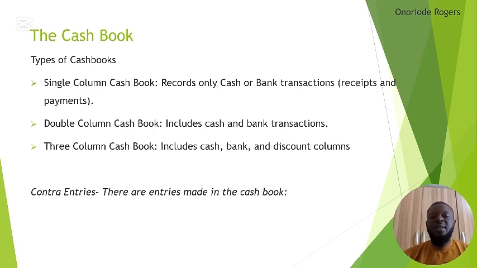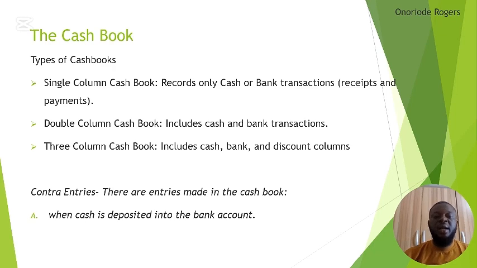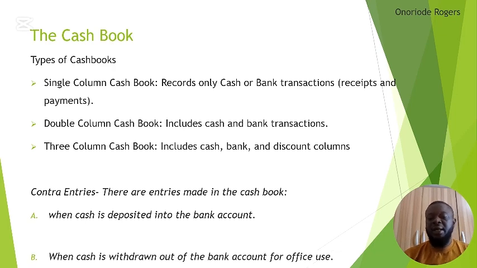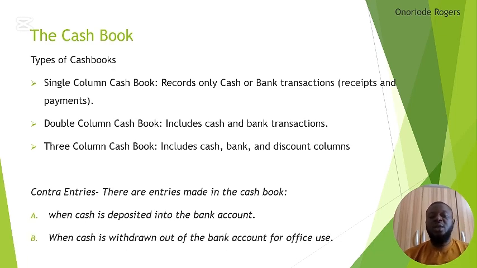These are entries made in the cash book, when cash is deposited into the bank, and also when cash is withdrawn out of the bank for office use. Because when you withdraw money from the bank and bring it to the office, you put it in the cash book. Then from the cash book you start spending bit by bit until it is exhausted. So let's go ahead.